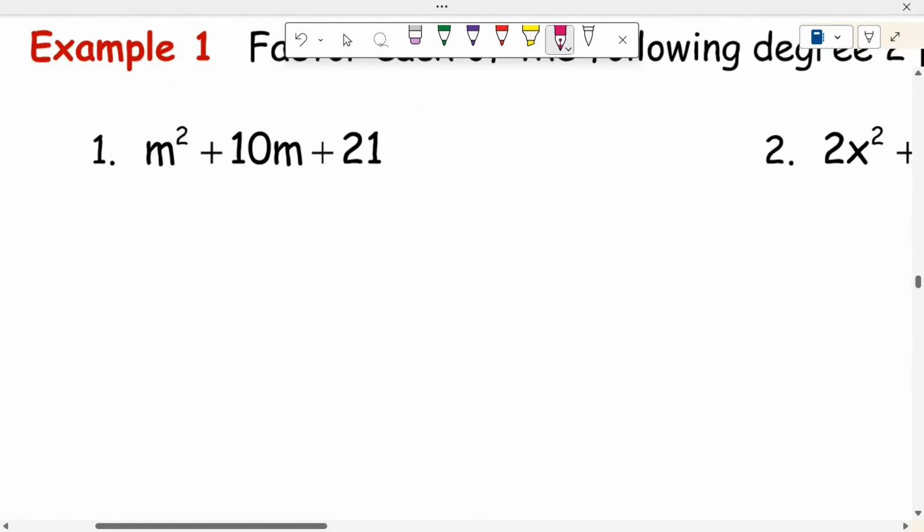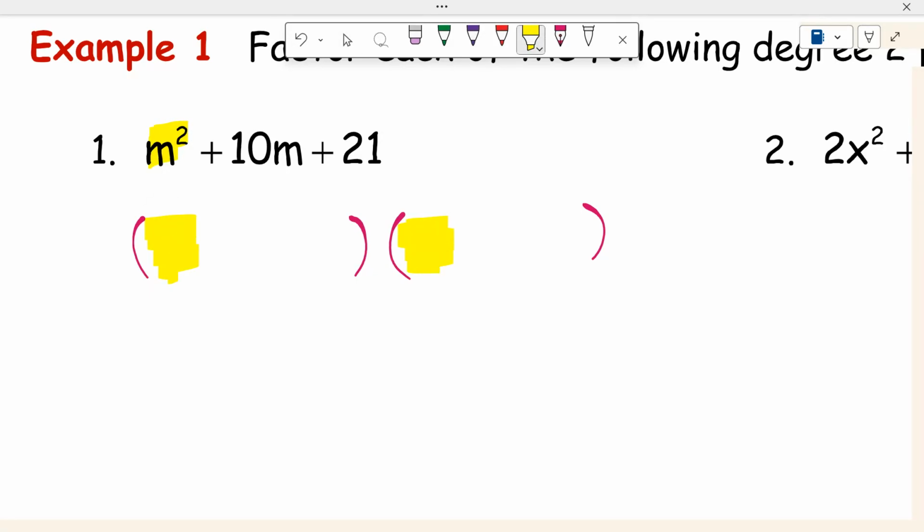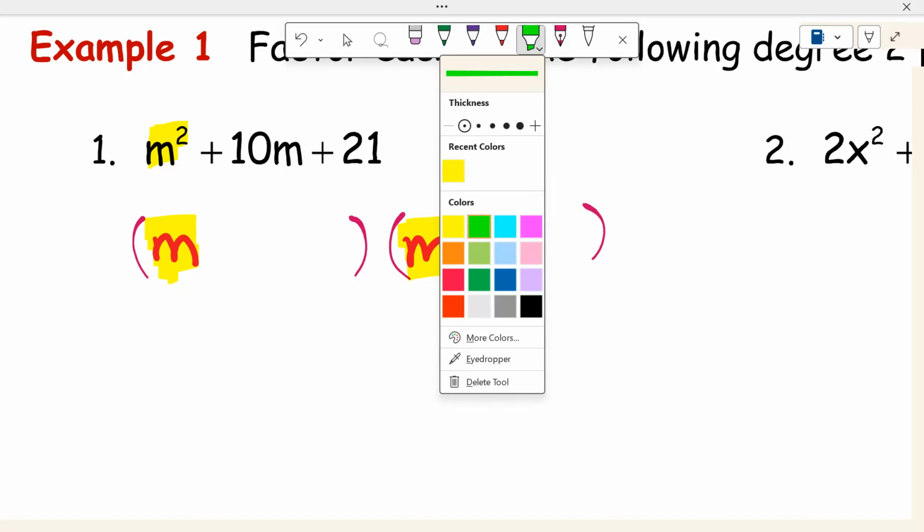Okay. All I would do is drop my two brackets. And again, just so you guys can see, is the beginning of my brackets always the two things that multiply to give me the first term? So what times what gives me m squared? M and m. Okay. So I kind of ignore the middle term to begin with, just for now.